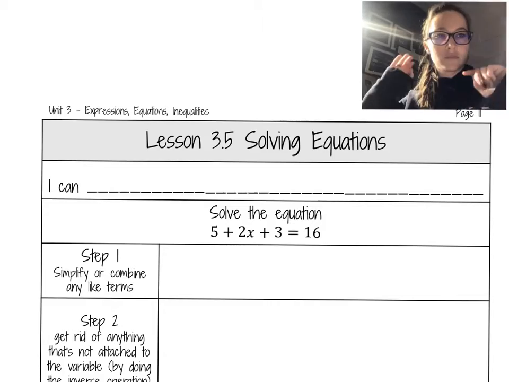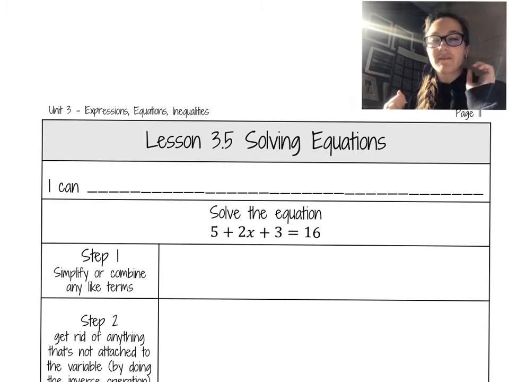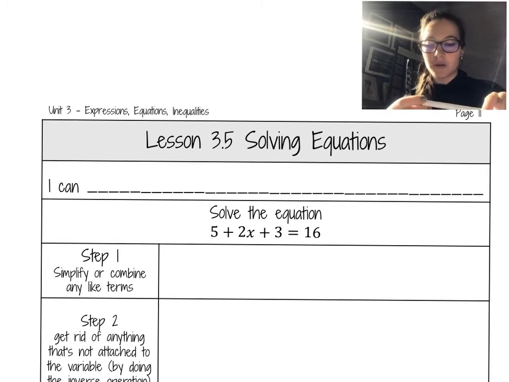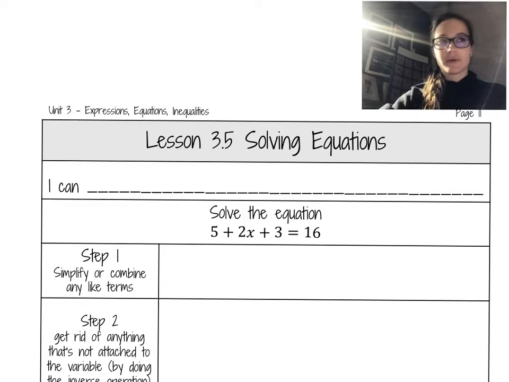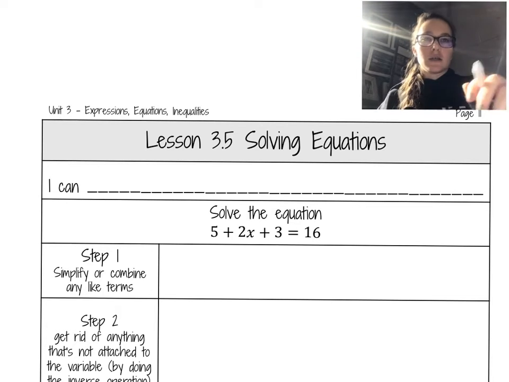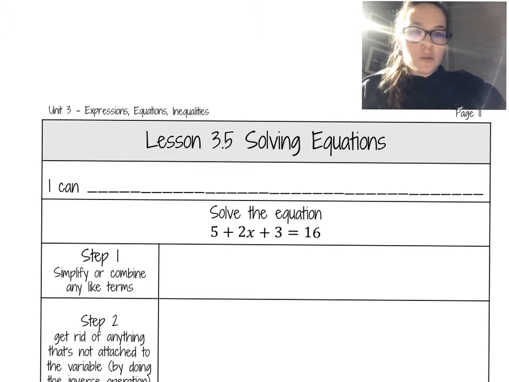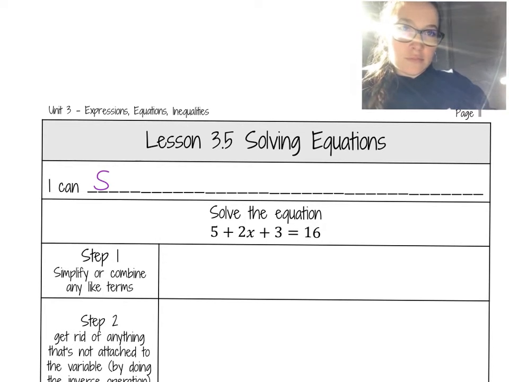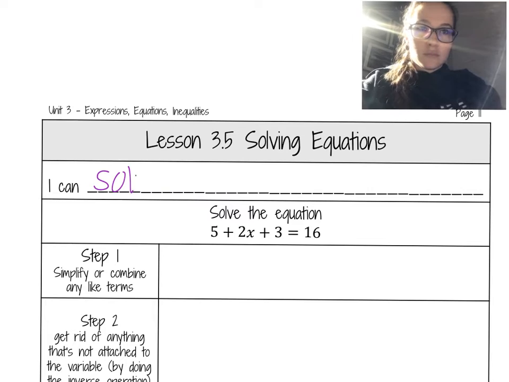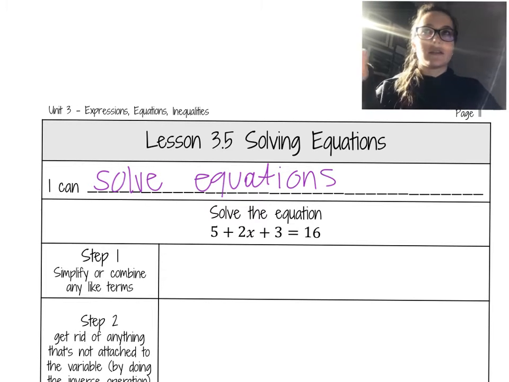So let's get started. Make sure that we are on 3.5 in our packets. You have that open and ready to go. I'll turn on my pen. Okay, so we're just solving equations. By the end, we should be able to say that I can solve equations. Simple enough. I can solve equations.